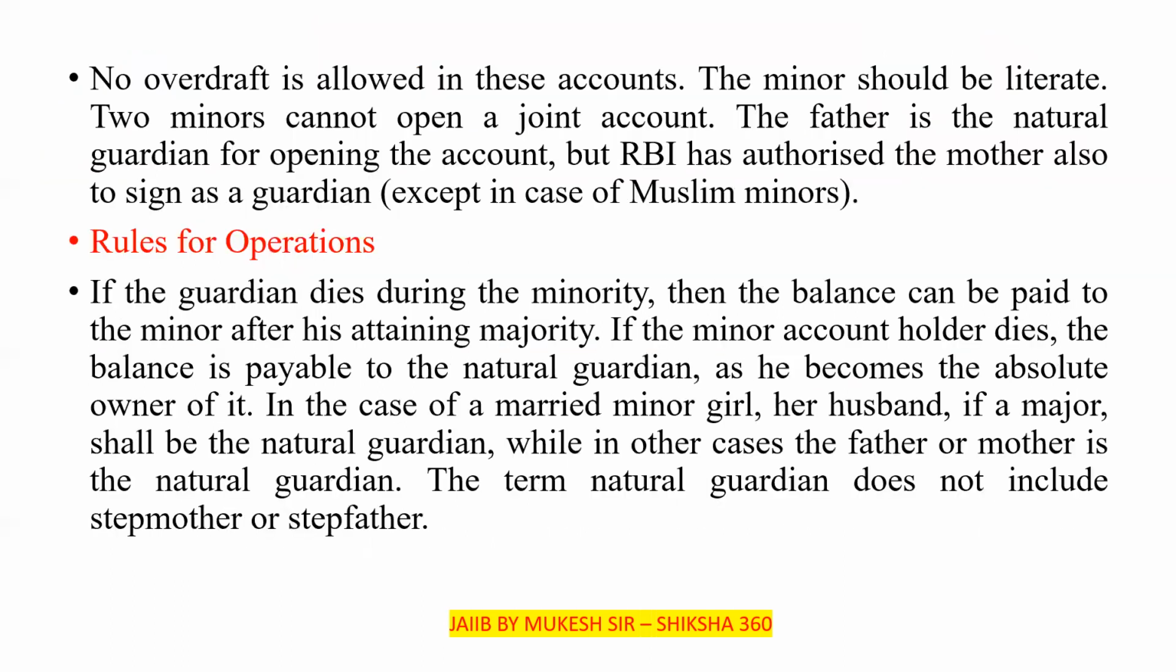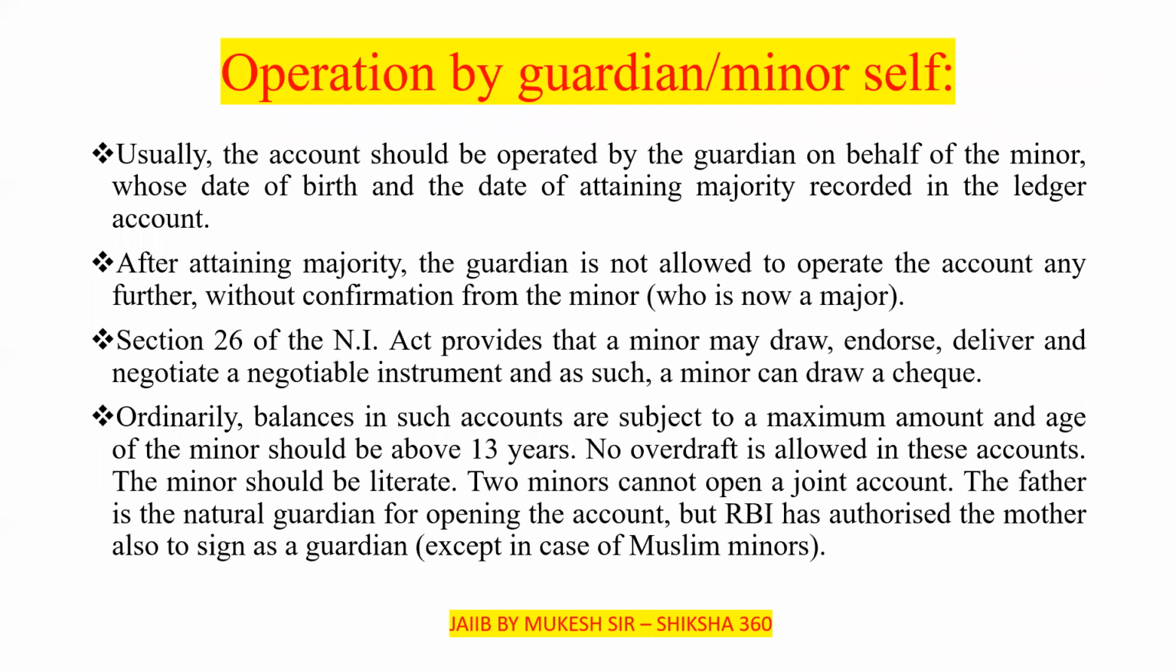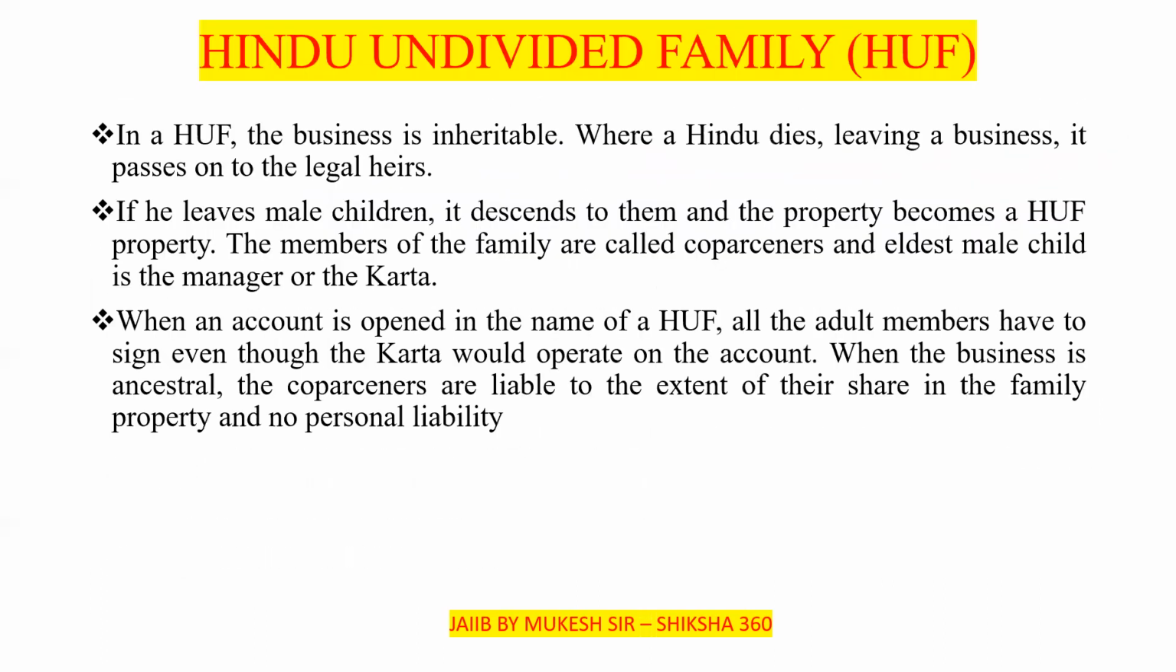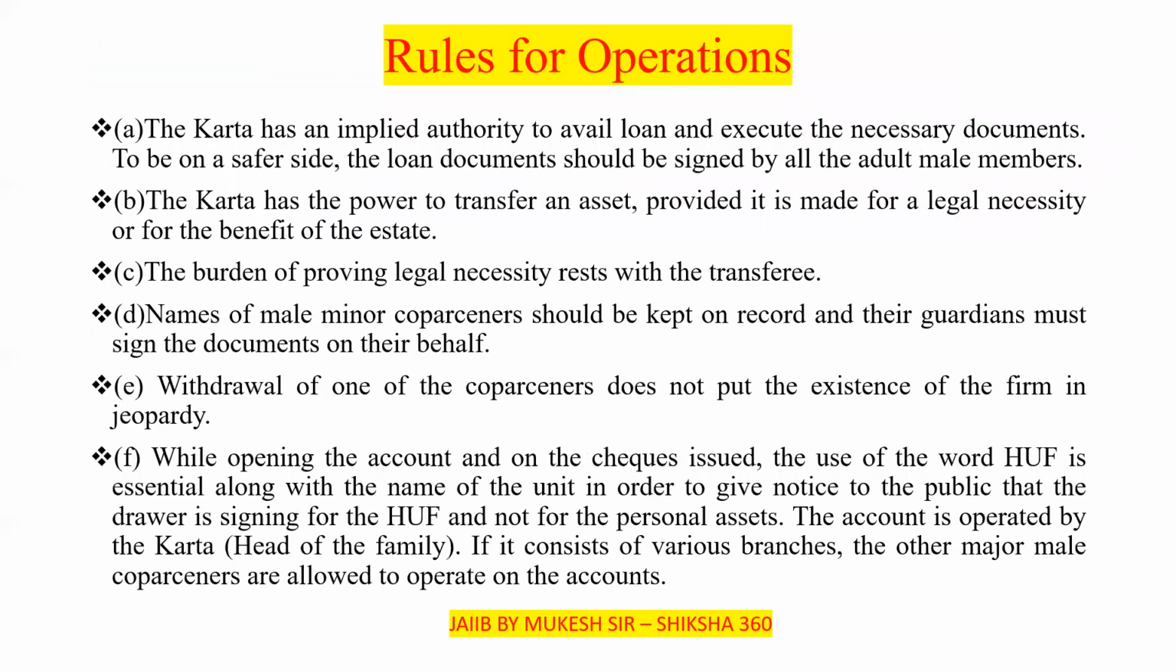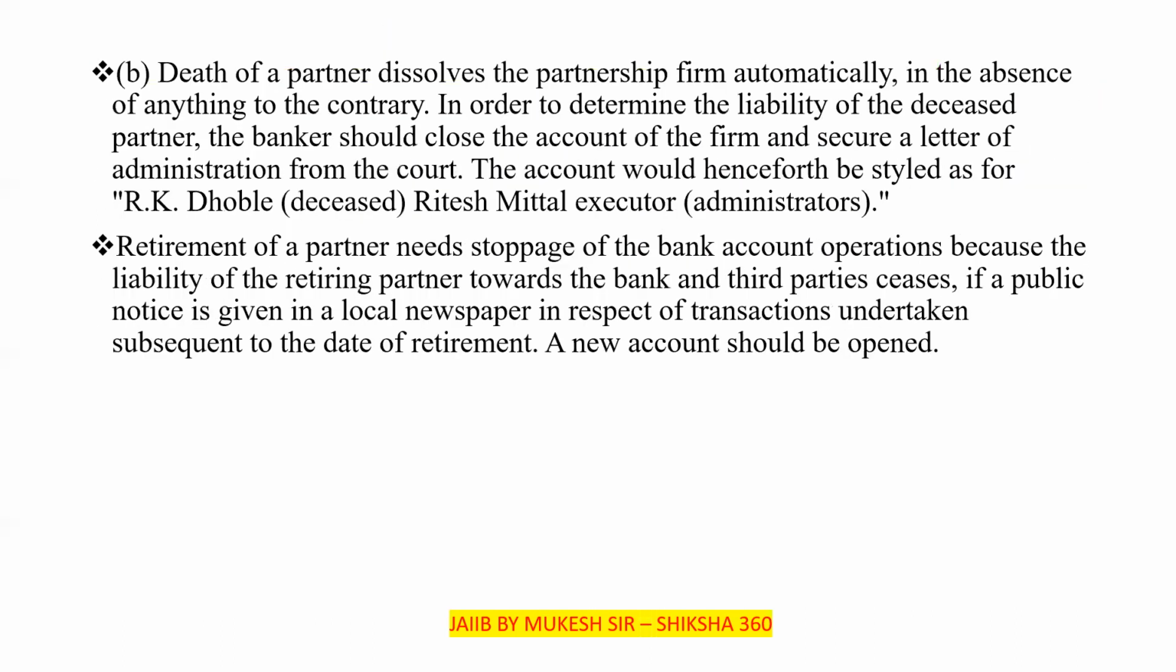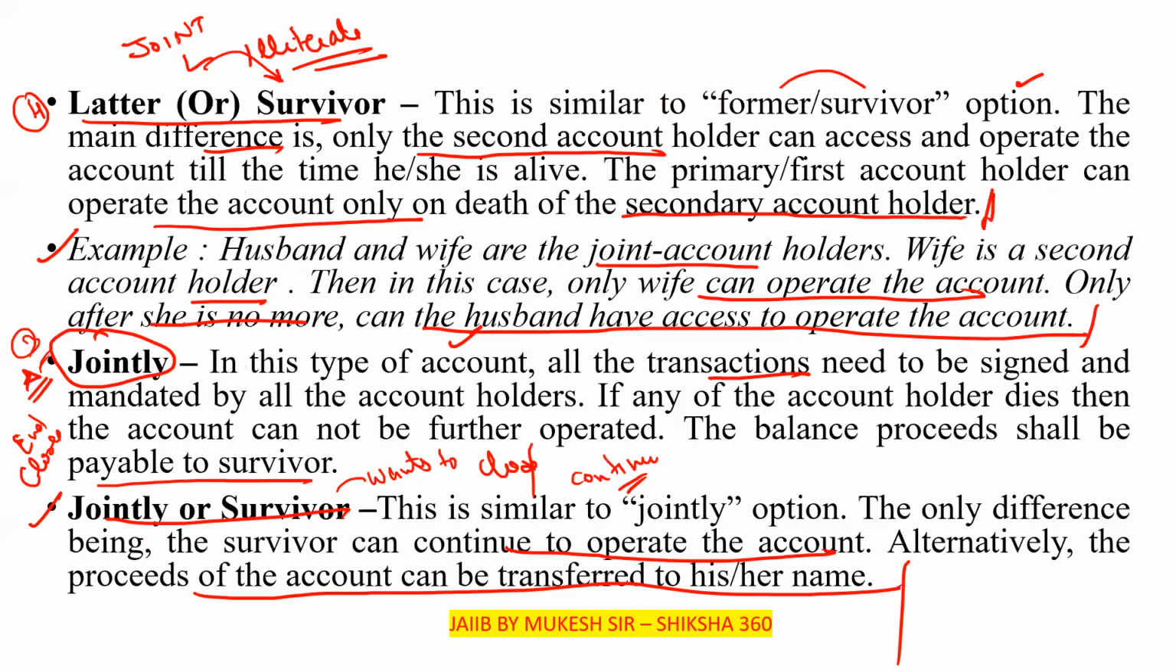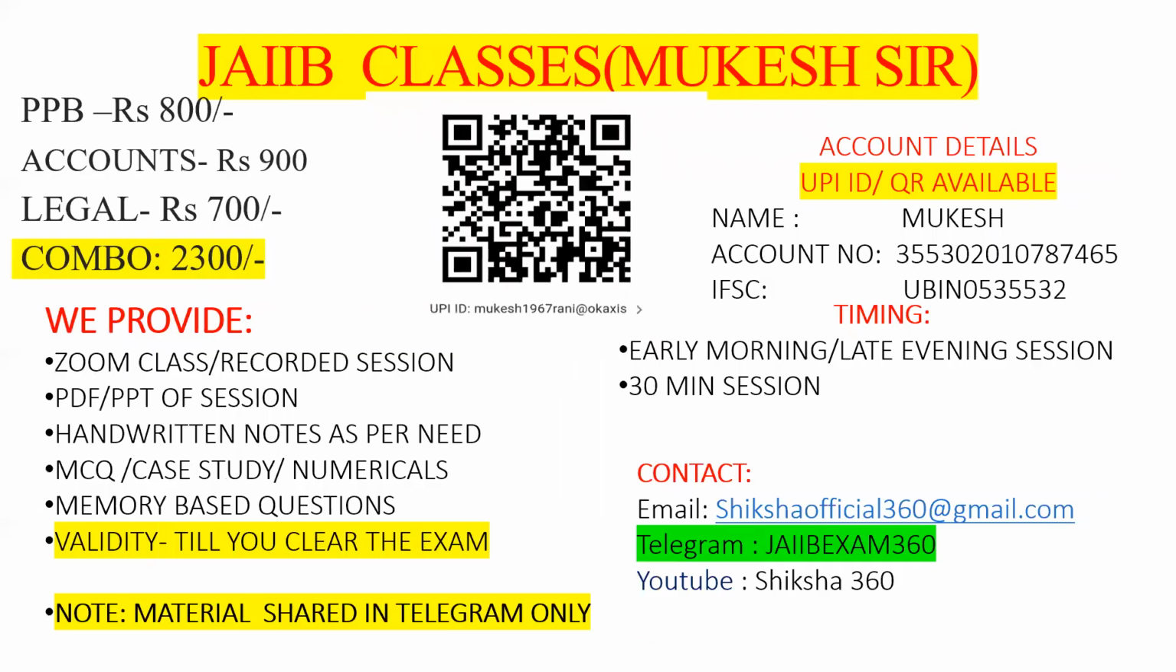In the next session, we have to discuss joint accounts by minors and how they are operated, with some questions along with that, and second, the HUF and partnership accounts. We have to discuss all these accounts in the next session. Very, very important from the examination point of view, because we expect 3 to 4 marks directly from this chapter.